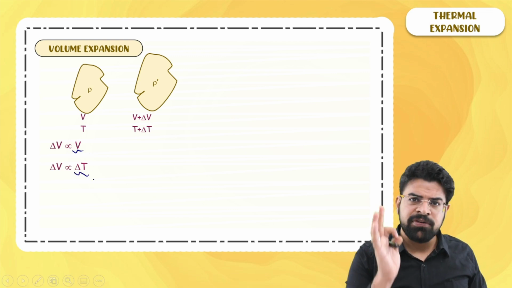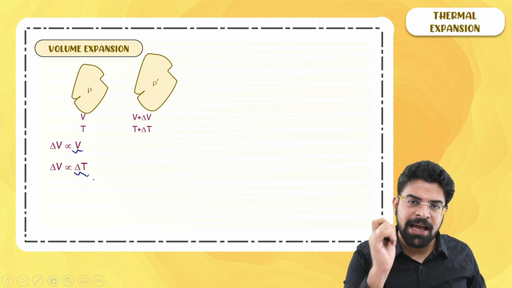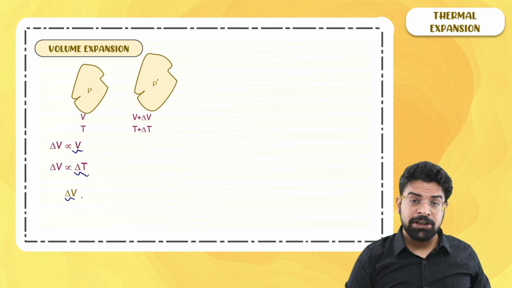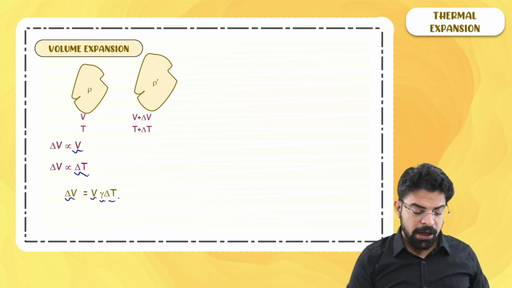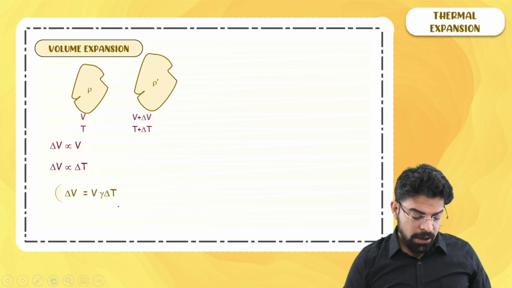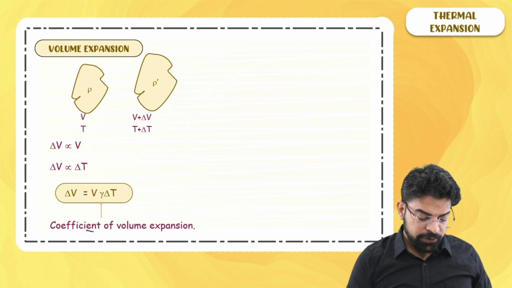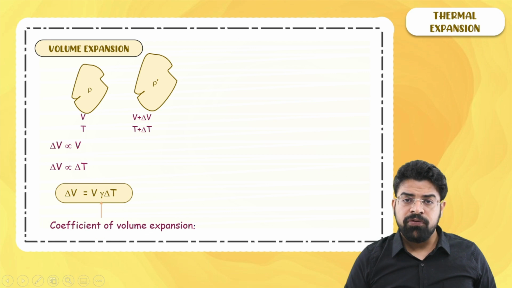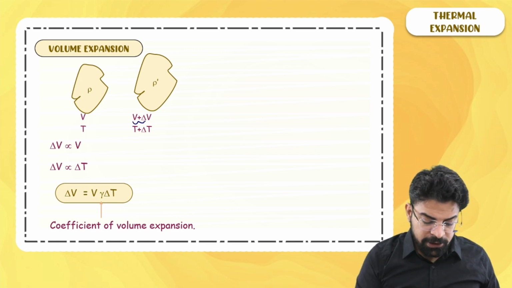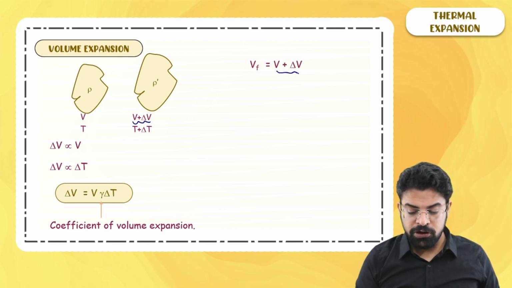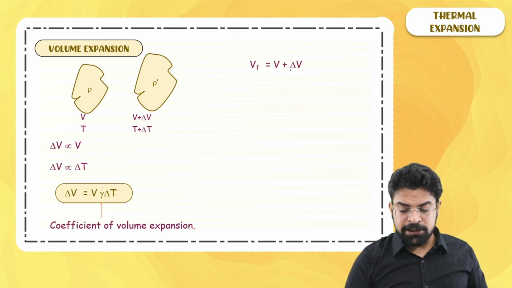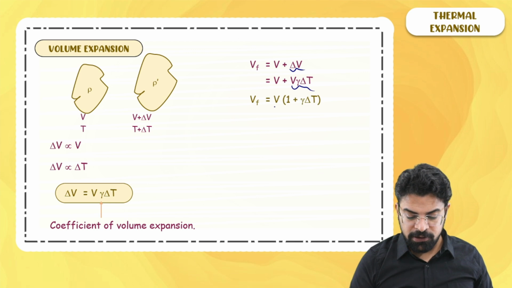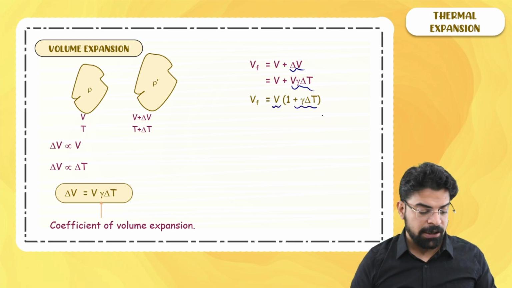And every time physicists get these things, they add a proportionality constant. And they say the change in volume has to be equal to original volume into gamma into delta T. Now here gamma is called the coefficient of volume expansion. Okay. Now we can say that the final volume after heating has to be equal to original volume plus the change in volume. In place of change in volume, you can write V gamma delta T and then you can take V common. So the final volume comes out to be V times (1 plus gamma delta T).